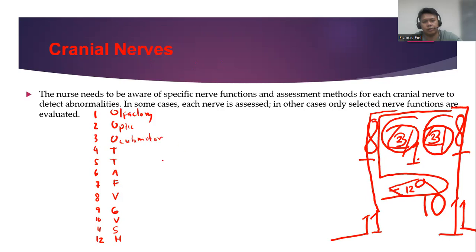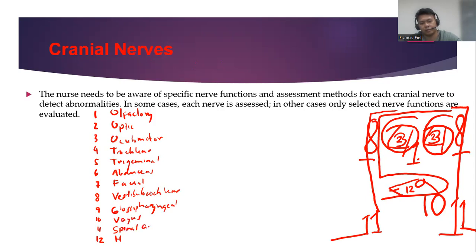Oculomotor. You have your trochlear. Trigeminal. Abducens. Facial. Vestibulocochlear. Glossopharyngeal. Vagus, spinal accessory, and then hypoglossal. Yan.